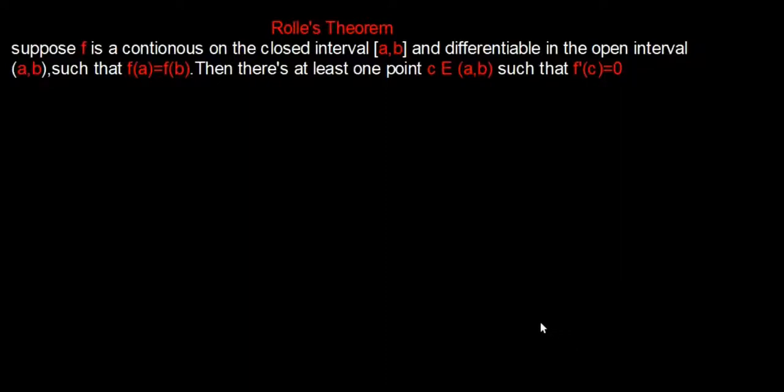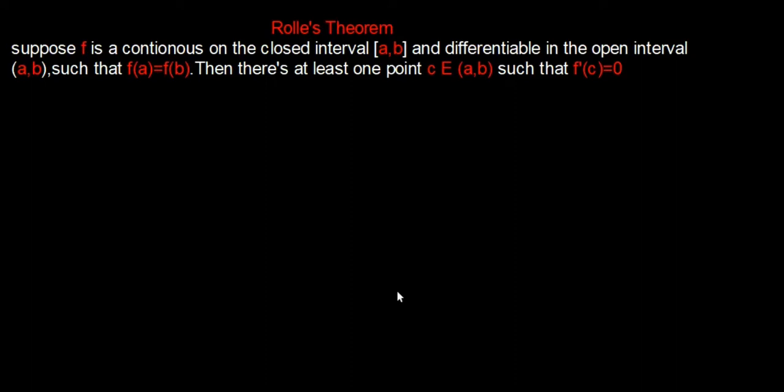Okay, so in this video we will learn about Rolle's theorem. We will look at what the theorem says, then take a few examples to help us understand the theorem. The theorem says that suppose f is a continuous function on the closed interval [a, b] and differentiable in the open interval (a, b), such that f(a) equals f(b).